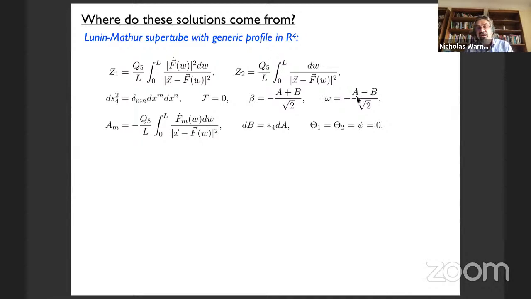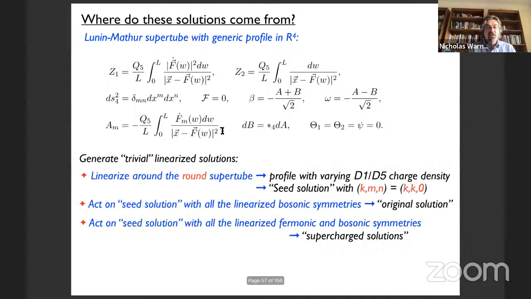And then beta and omega are given by the sums and differences of these A and B, which are also given by smearing along the profile. This is the Lunin-Mathur supertube, which basically was shown to be completely smooth in flat space. And if you take it to be the round profile in R2, you get exactly what I said before.